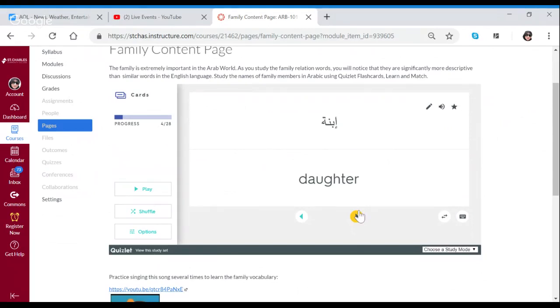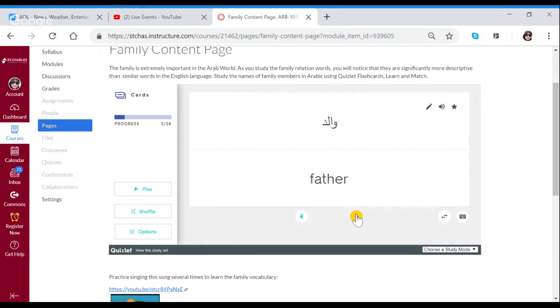Ibna. Ibna is daughter. So remember Ibn and Ibna. So Ibn, son, Ibna, daughter.